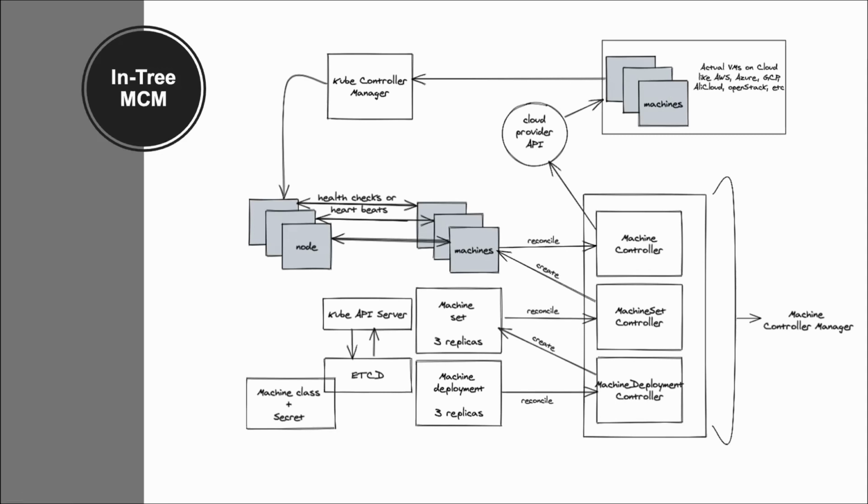Then it also runs the bootstrap scripts, which will make the virtual machines talk to the KCM, and they will register themselves as nodes. When these nodes start sending heartbeats or health checks, the machine controller will update the status of the backing machine objects from pending to running. So this is a typical workflow of in-tree MCM. And these three controllers, machine deployment controller, machine set controller, and machine controller, together constitute the machine controller manager.